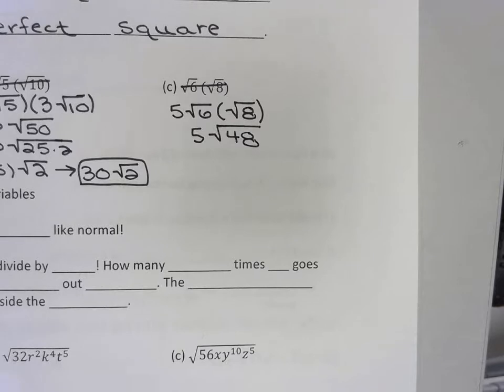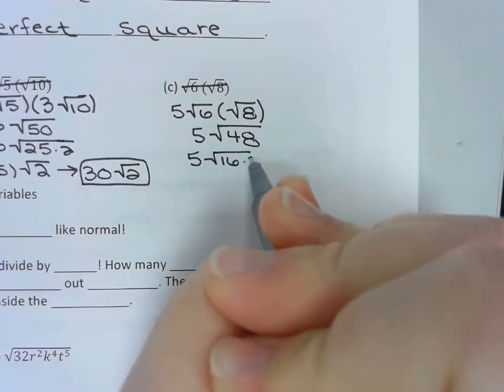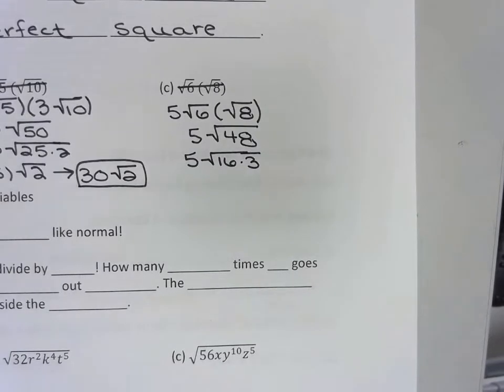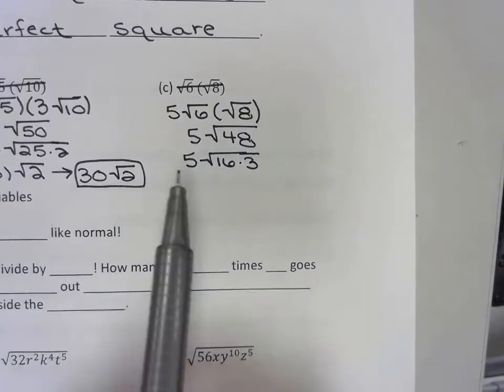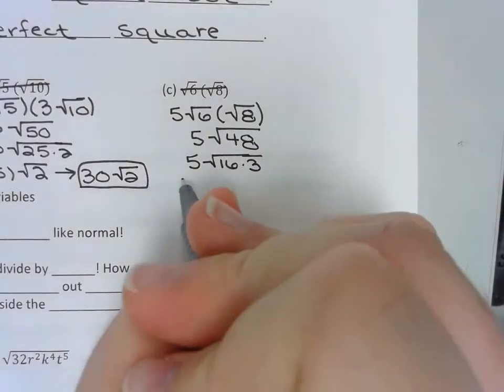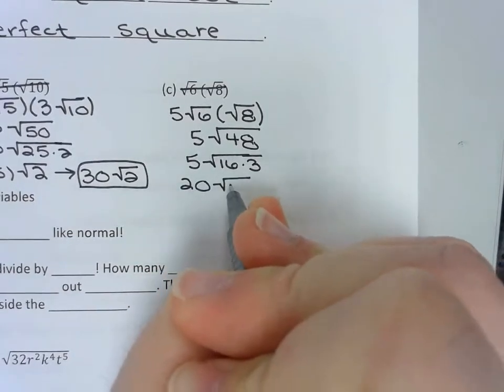Now this is not simplified because 48 has a perfect square that can go into it. So what is the biggest perfect square that goes into 48? 16 times what? 3. So make sure you get the biggest perfect square. 4 is a perfect square, but it is not the biggest. So you would have to do it again. What is the square root of 16? 4. So if I bring the 4 out front, what do I do with the 5 that's already out there? Multiply. So it is 20 square root of 3.